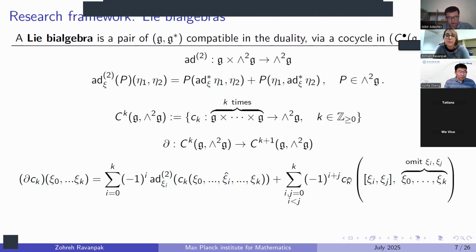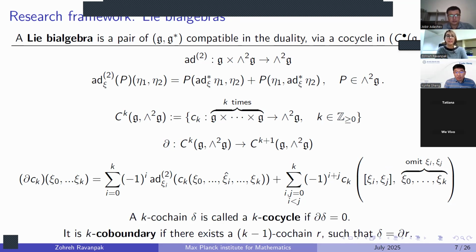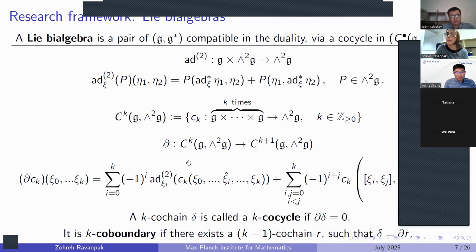And this coboundary can be expressed by this condition: the first term by the adjoint representation and the second by the Lie bracket. Excuse me, the k cochains here, the C^k. Do you require the skew symmetry condition? Yes, yes. They are skew symmetric multilinear maps. Yes, skew symmetric. Thank you.